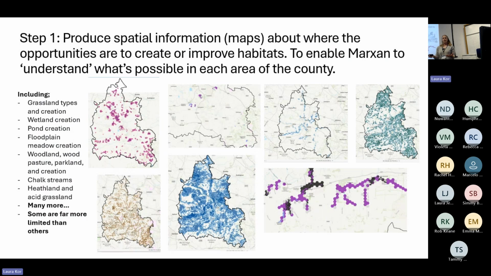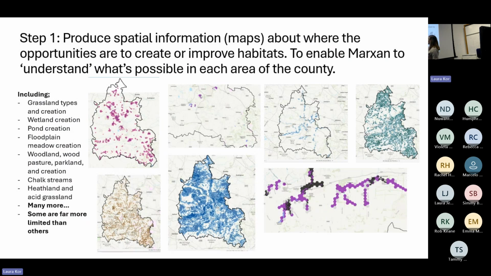And what we want to do with that information is put it into Marxan and then ask Marxan to figure out the easiest way, the most efficient way to achieve targets. So over here we've got examples of parkland and wood pasture in the county, with then areas around that where we could buffer and create new habitats.